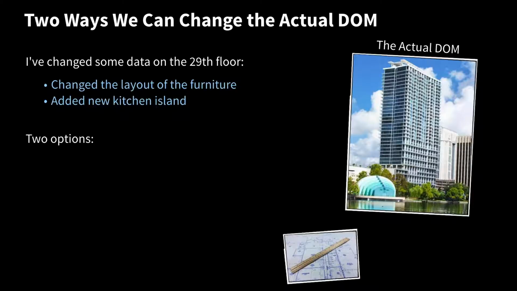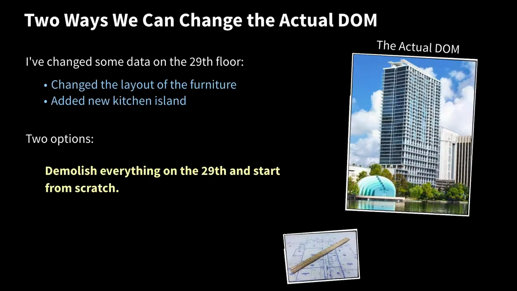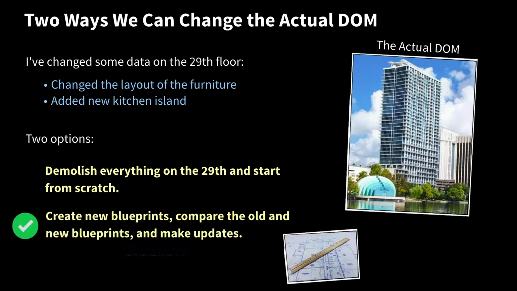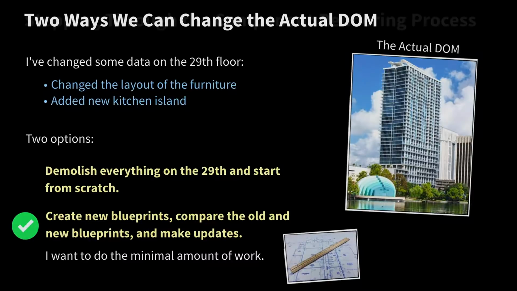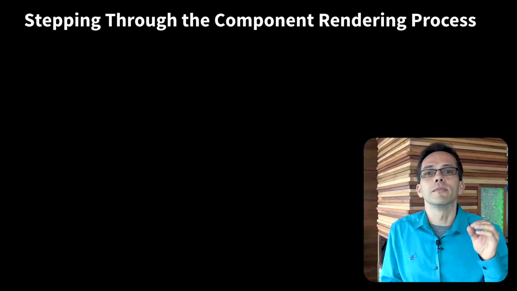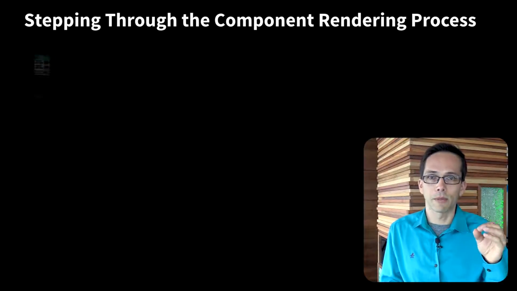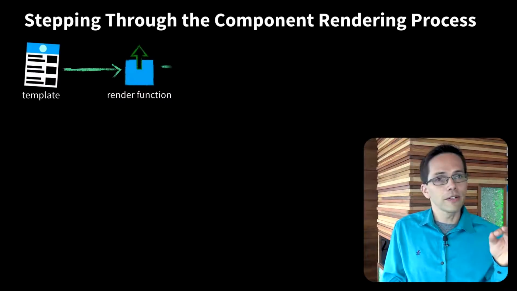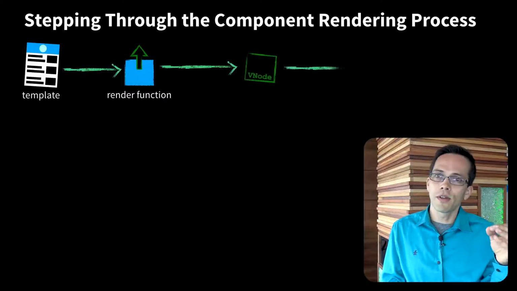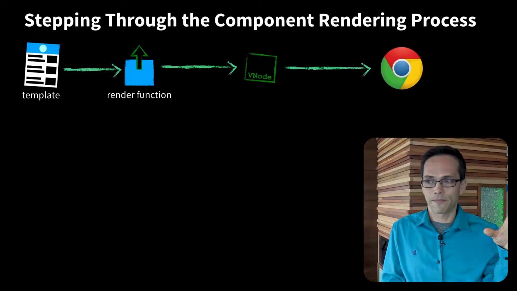Well, first, I can just demolish everything on the 29th floor and start over, or I can create new blueprints, compare the old and the new blueprints, and make updates, just doing the minimal amount of work. This is obviously more efficient, and it's what the virtual DOM allows us to do. Let's step through the component rendering process with an example. Remember, the template creates the render function, which creates a vNode, which updates in our DOM.